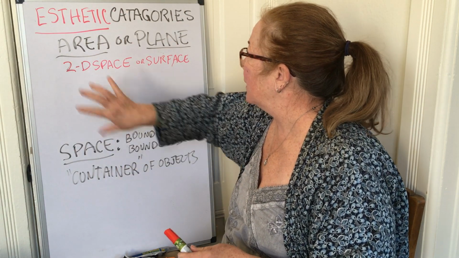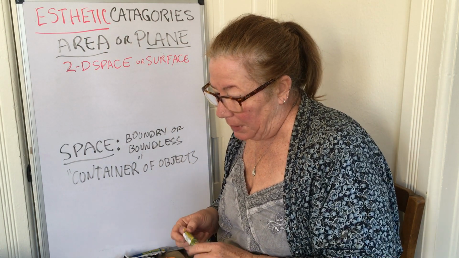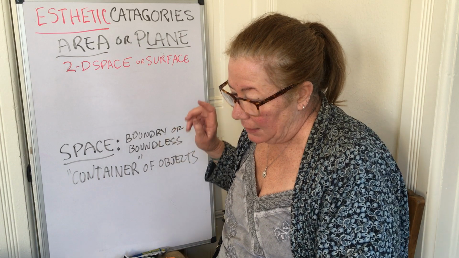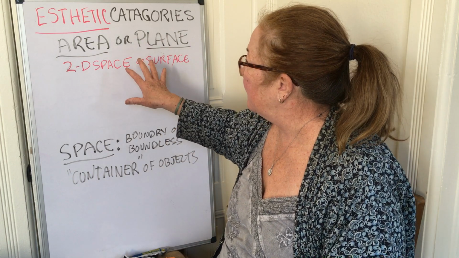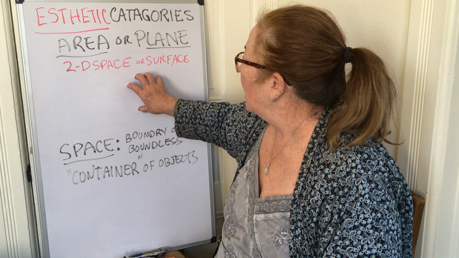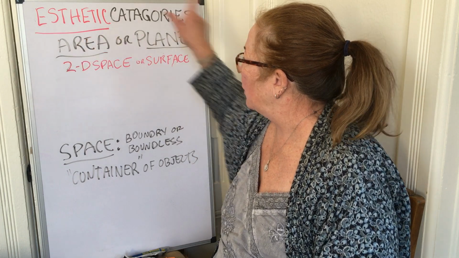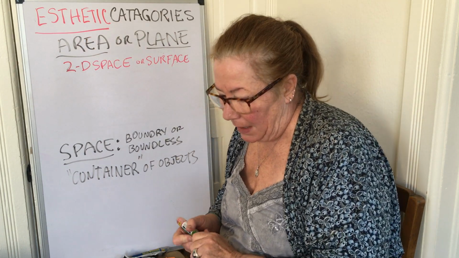So this is an area, this is my whiteboard area, right? So that's an area or a plane. And so it's a two-dimensional space. A plane is a two-dimensional space of any size, and an area is a two-dimensional space bounded by a frame. That makes sense to everybody.